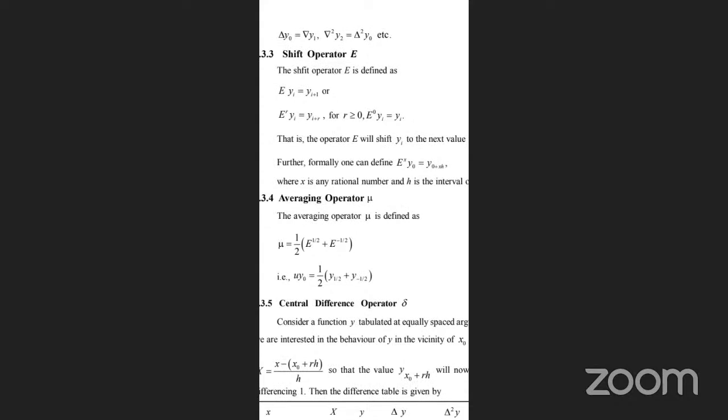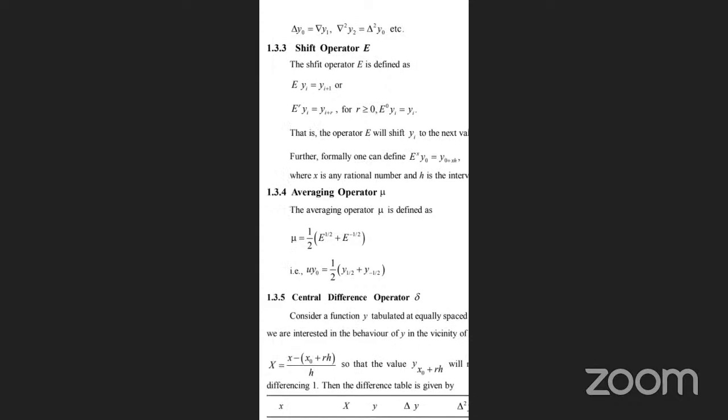So what is the shift operator? The shift operator E y_i is equal to y_{i+1}, and E^r y_i is equal to y_{i+r}. So this is the operator. E will shift to the next value. Then the averaging operator mu. The averaging operator mu is equal to 1 by 2 times E power 1 by 2 plus E power minus 1 by 2. That is, mu y is equal to 1 by 2 times y_{1/2} plus y_{-1/2}.